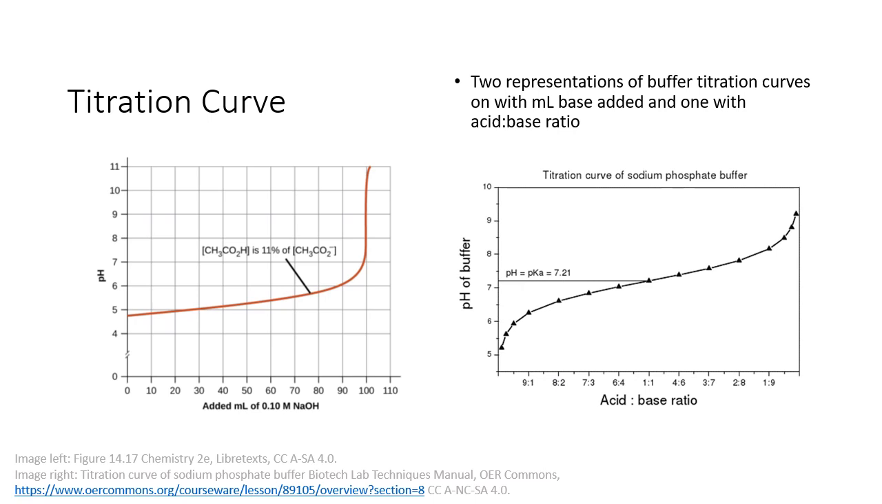In the graph on the right, we have a titration curve for a phosphate buffer. Phosphate is a polyprotic acid, so this is only one portion of the overall titration that you could do for this type of buffer. The pKa is for the second ionization of phosphoric acid, which is 7.21. We are dealing with H2PO4 minus and HPO4 2 minus. That's our equilibrium.